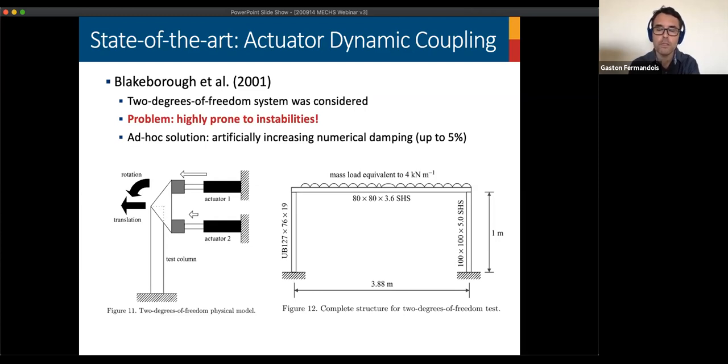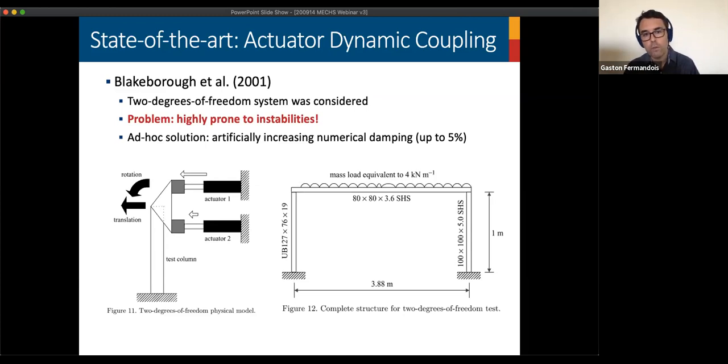The problem was that when they tried to design the delay compensator for this test, they found out that this experimental setup was highly prone to instabilities. So the ad hoc solution at that point was to artificially increase the numerical damping up to 5% in order to work with these tests and not have any instability issues.